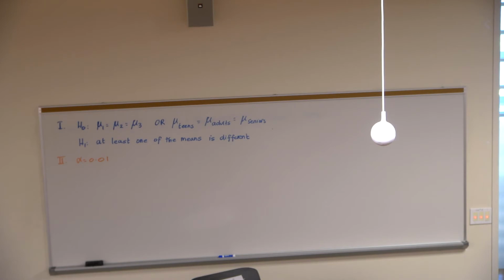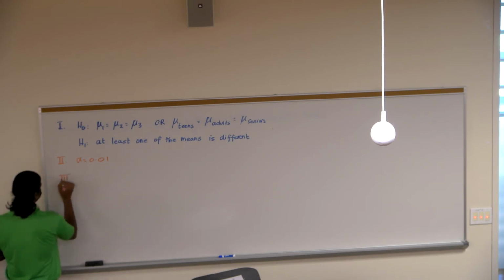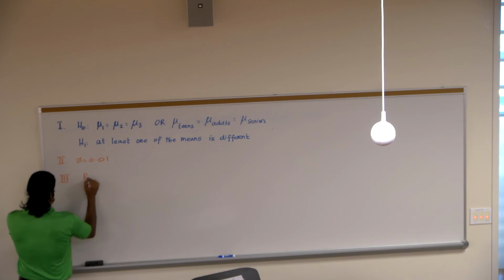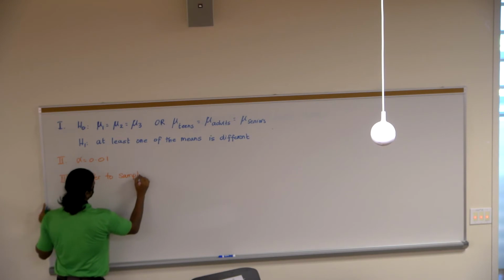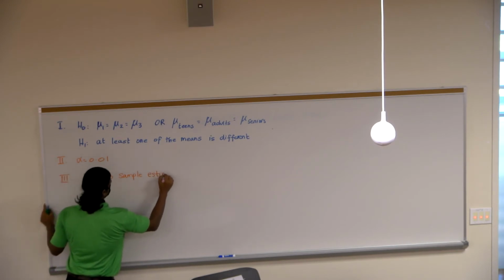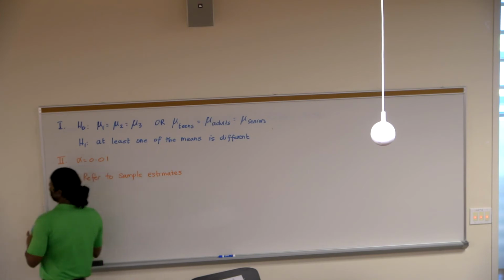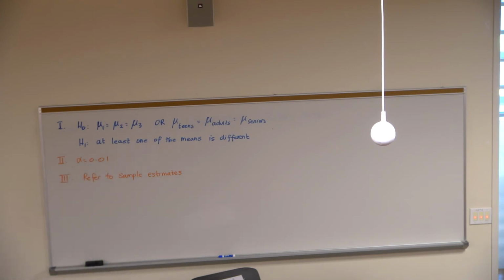Step 2, alpha is 0.01. It's the probability of a type 1 error under the given null. We want it to be 1% or less. Step 3 is sample information, which we have right here, the means and the standard deviations and so forth.